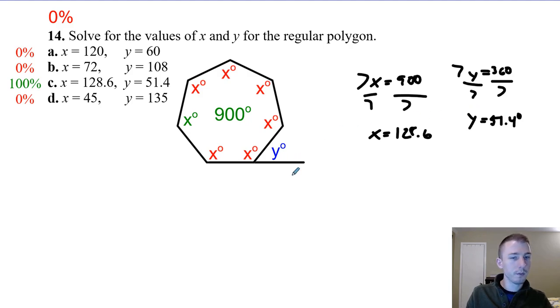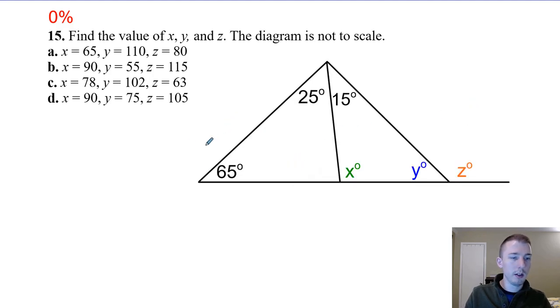Number 15, find the values of x, y, and z. So on this one, we've got a triangle inside of a triangle inside of a triangle. All right, so we've got a triangle here, which is 25 and 65. If we add those together, that's 90. So the missing part here is 90 degrees. And if this is 90, its supplement is 90 as well. So x is going to be 90.